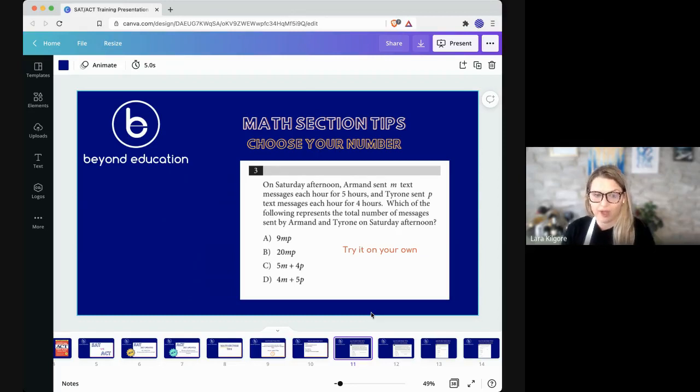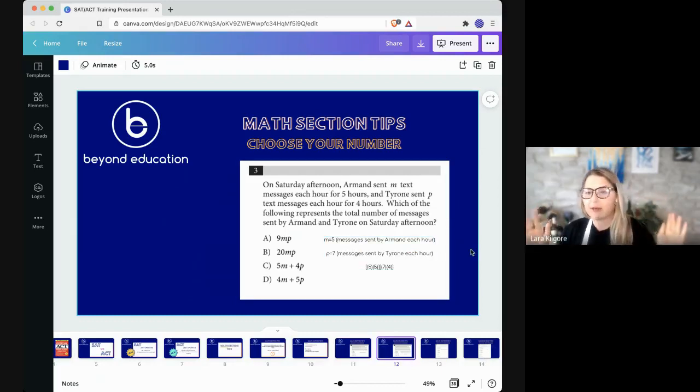So try it on your own, but we'll do this one together. A way that you could choose your own number here, because if you look at the responses, they all still have variables in them, right? So I'm having to think in abstract because these aren't numbers. If instead I was to choose my own number, I'd say, all right, let me just make up a number. Usually I tell students to pick small numbers.